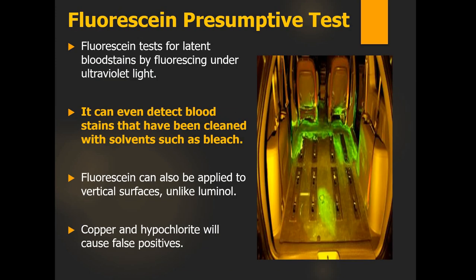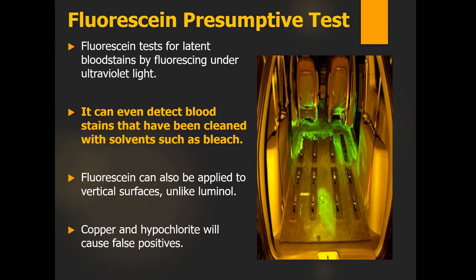Next one is a fluorescein. Fluorescein tests also for latent blood stains by fluorescing under ultraviolet light, so you have to have the ultraviolet light. It can detect blood stains that have been cleaned with solvents such as bleach. So if somebody's tried to clean up the area with bleach because it makes it look nice and clean, you can still see where the blood has been.